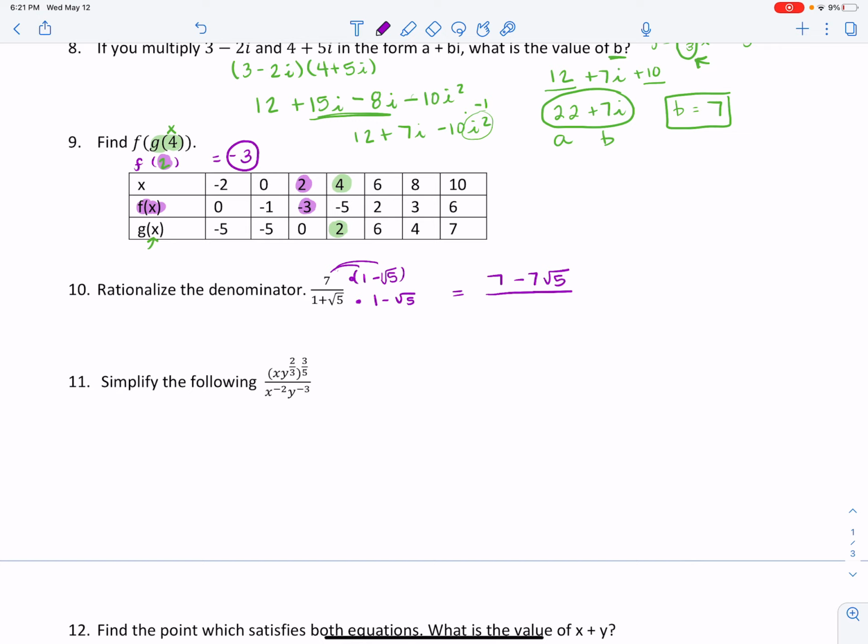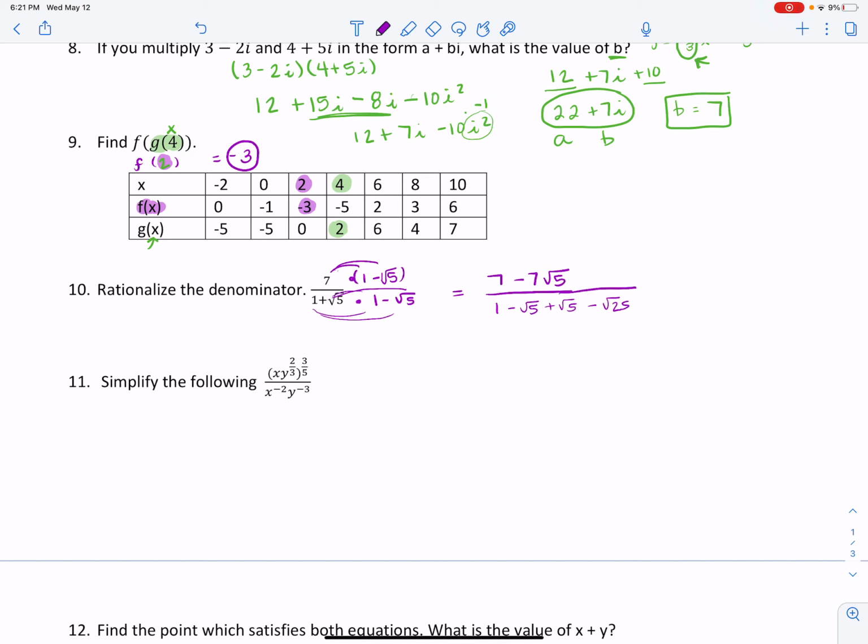On the bottom, we have to FOIL it out. 1 times 1 is 1. 1 times minus square root 5 is negative square root 5. Square root 5 times 1 is a positive square root 5. Positive square root 5 times negative square root 5 is a negative square root of 25.